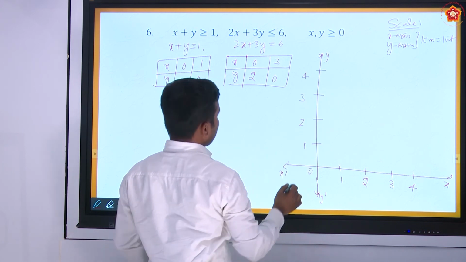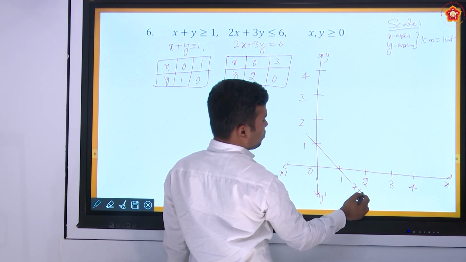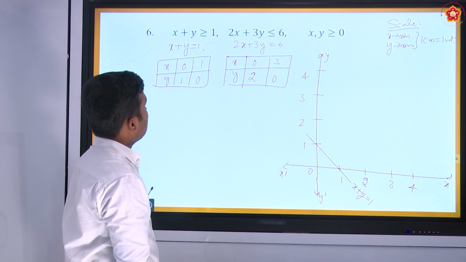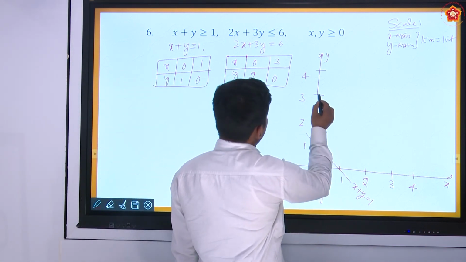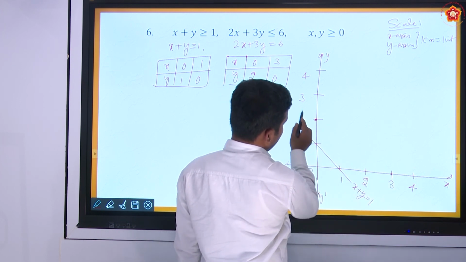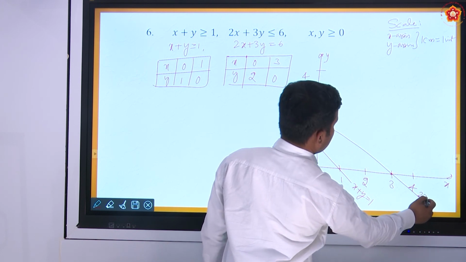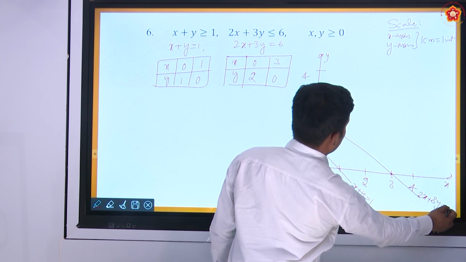The first one is 1 comma 1. This is x plus y is equal to 1. Another one is 3 comma 2, that is, y is 2 and x will be 3. Join these two points. This is 2x plus 3y is equal to 6.